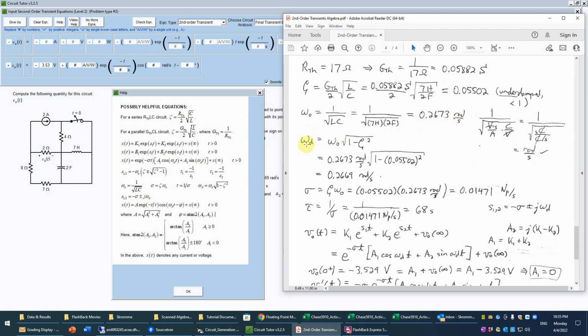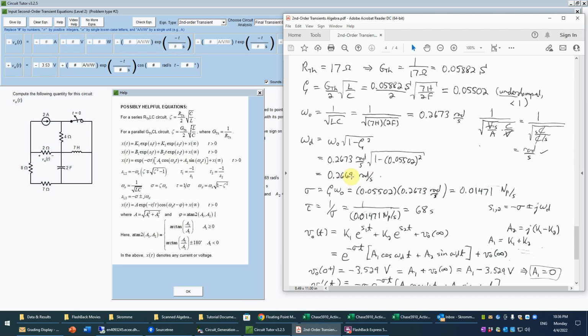My damped natural frequency, which I also need, is given by this formula, which is omega naught times the square root of 1 minus zeta squared. That's basically what happens when you factor minus 1 out of this square root to give you a j. So we put an omega naught there, that's the 0.2673 radians per second, times the square root of 1 minus zeta squared. Remember, this is zeta, that's G Thevenin. So put that number in there, square it, and evaluate that, and it comes out to be just a little bit less than omega naught because the damping is quite small in the circuit, so it's 0.2669 radians per second. So that's my omega d.